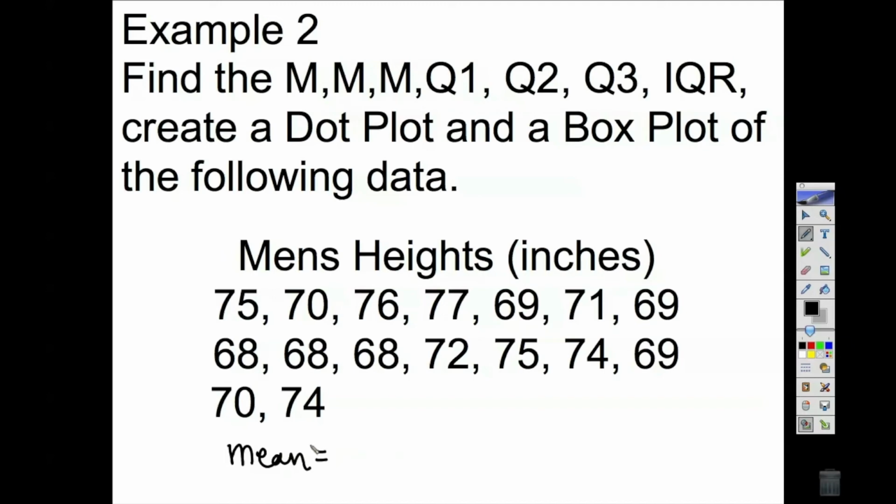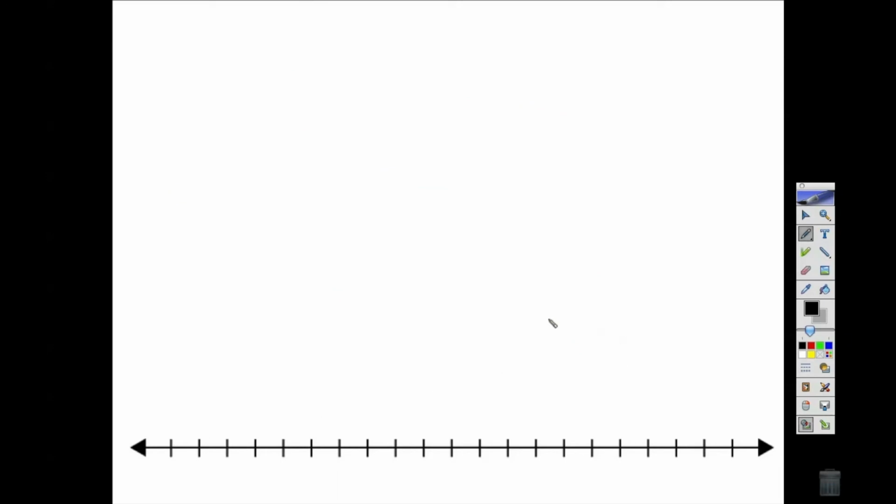So the mean is going to equal, once we add all these numbers, 1,145. We have 1, 2, 3, 4, 5, 6, 7, 14, 15, 16 total numbers. We're going to divide that by 16, and that is equal to 71.5625.